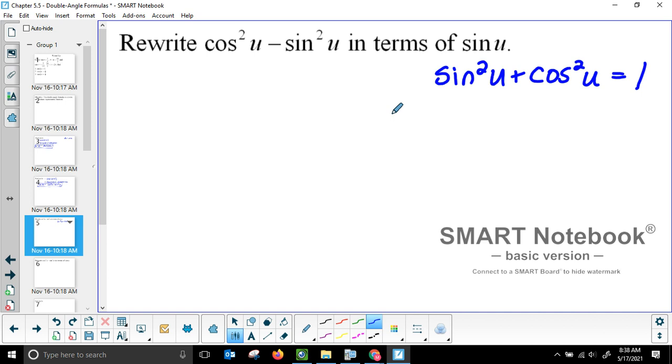So now it says in terms of sine u, so that means if we're trying to get everything with sines in it, I actually need to solve for cosine so that I can substitute for it. So I can subtract sine squared u from both sides here, and we will get cosine squared u is equal to 1 minus sine squared u.